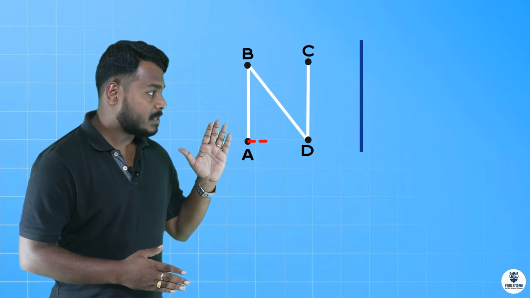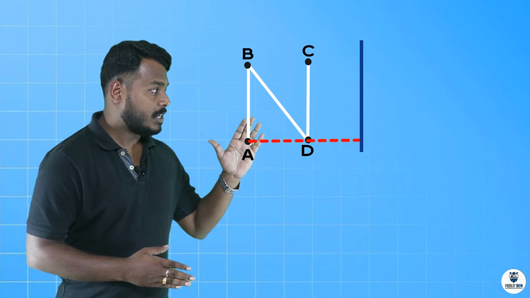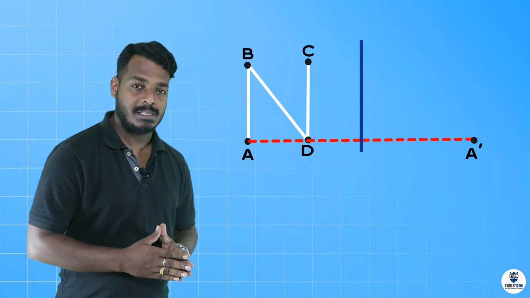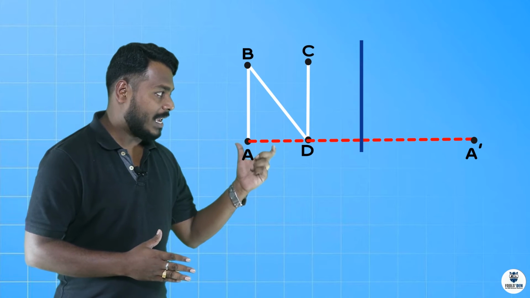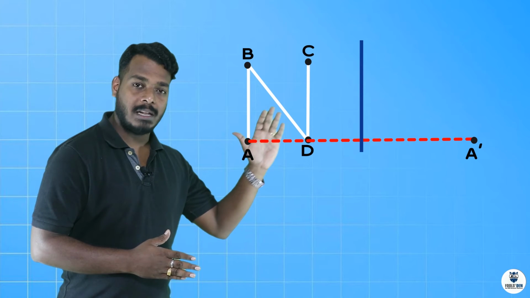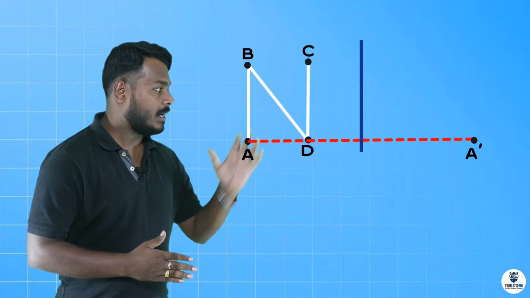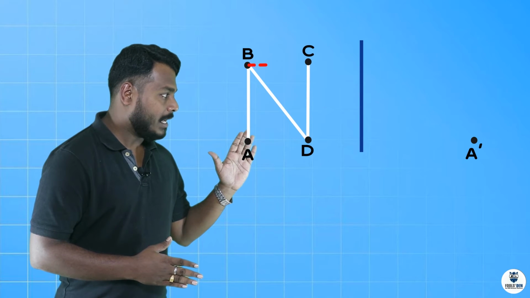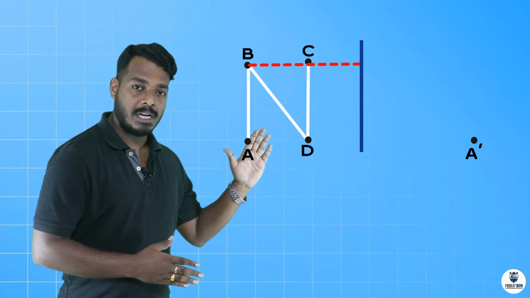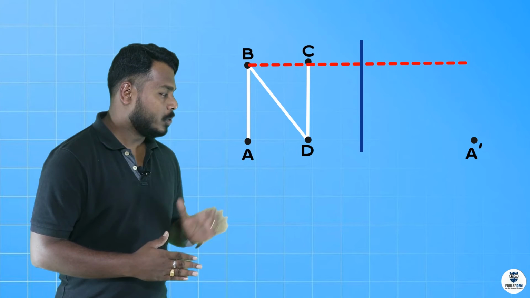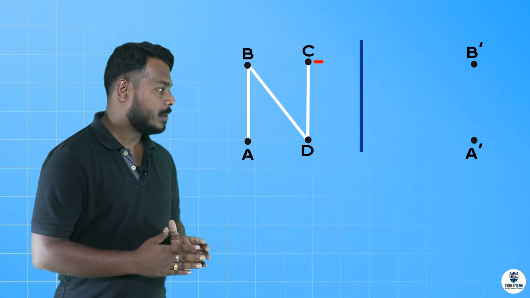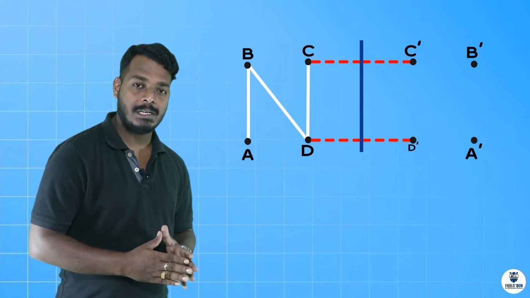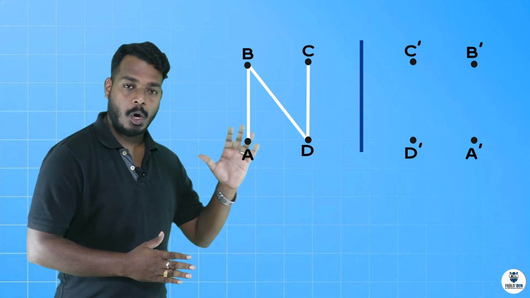So see how far is point A from the mirror. Take a point A dash on the other side of the mirror at the same distance. Like the distance between A and the mirror should be equal to the mirror and the point A dash, and mark point A dash. Similarly, take the distance between point B and the mirror and draw point B dash. Do the same thing with point C to get point C dash and D to get point D dash. Now we have the dots in place.